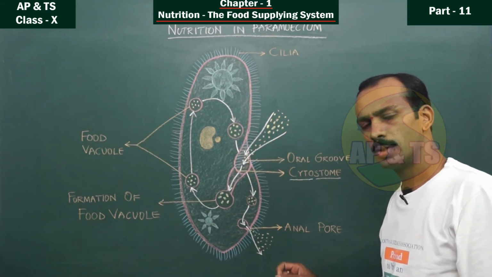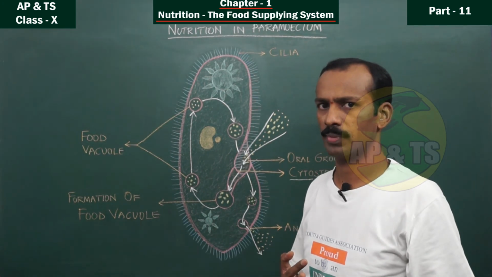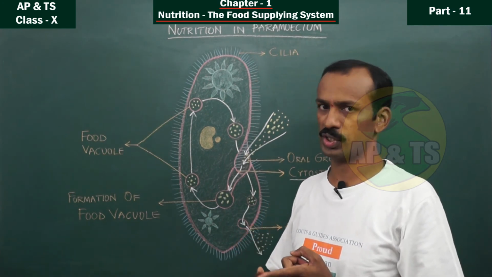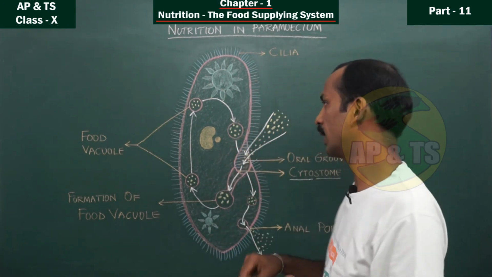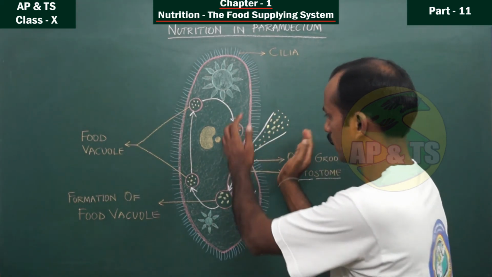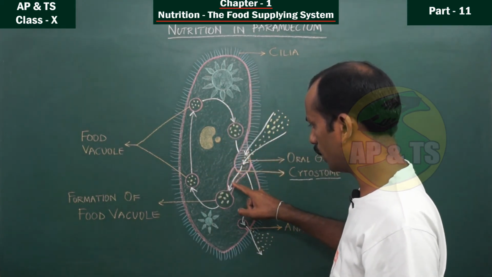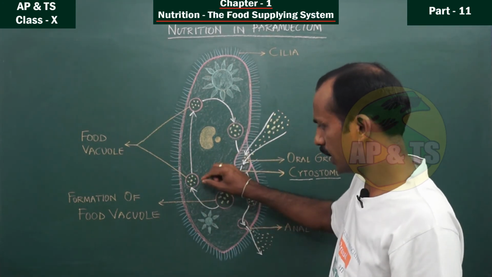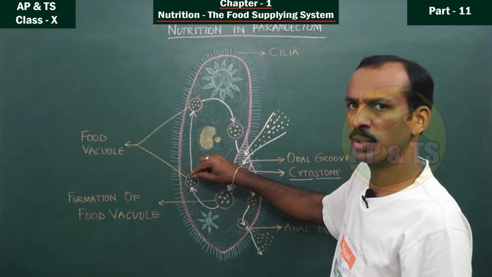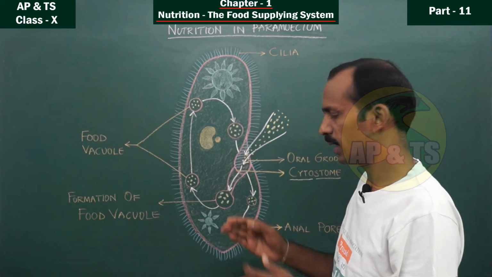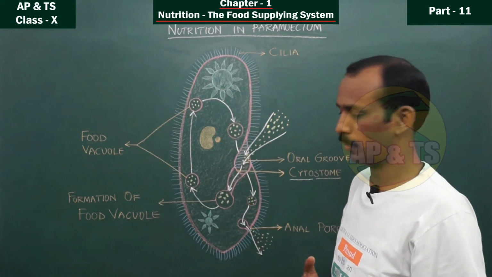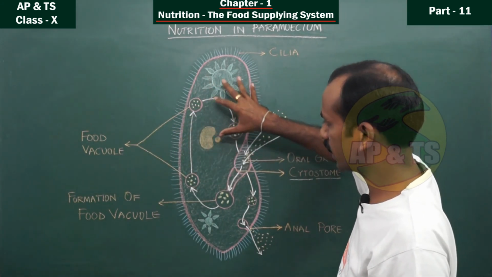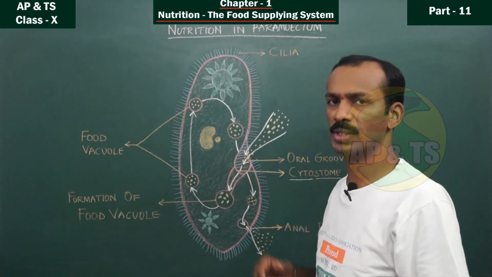Okay children, so once again we will see the 5 steps of Holozoic nutrition in Paramecium. First step is ingestion. Ingestion means taking food inside. How is it taking? Like this. It is absorbing through cilia, right? Then afterwards it forms a food vacuole. Digestion means the enzymes will act on the food. Then complex molecules change into simple molecules. The larger food molecules break into smaller food molecules. That is digestion. Afterwards absorption. The digested food is absorbed into the cytoplasm, or distributed into the cytoplasm.